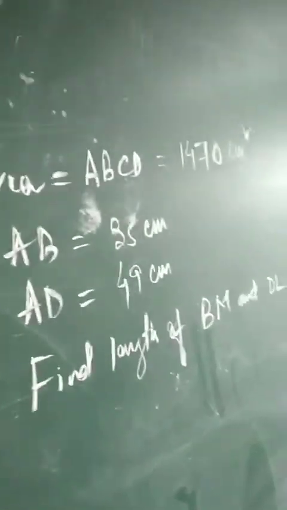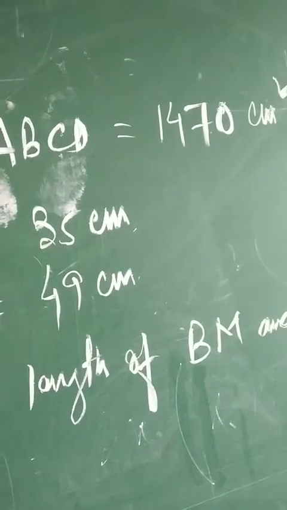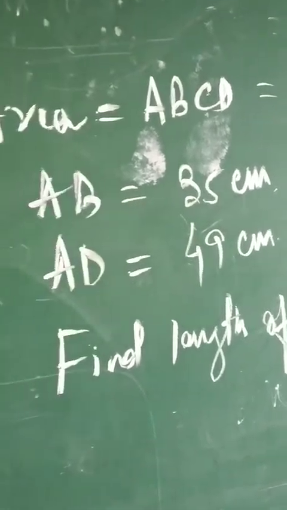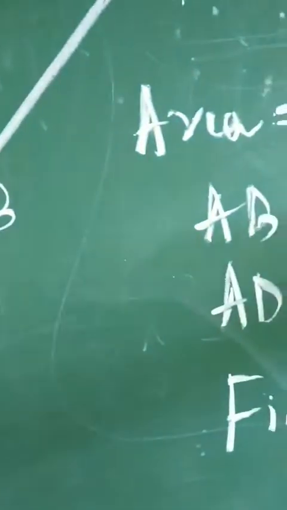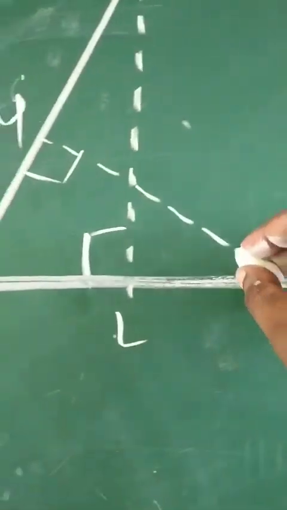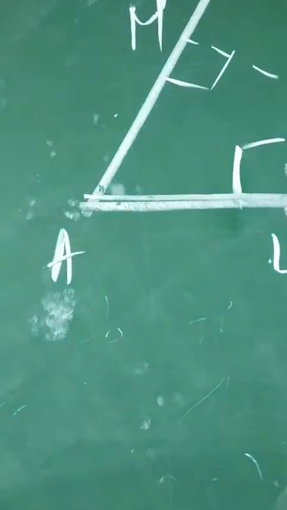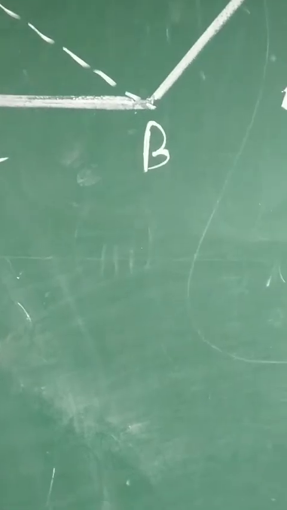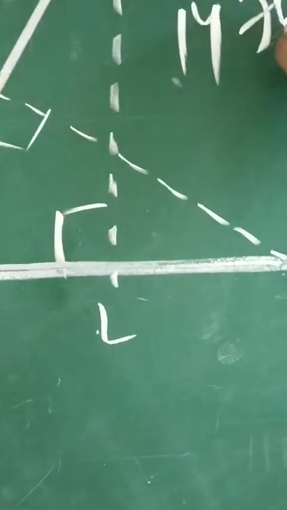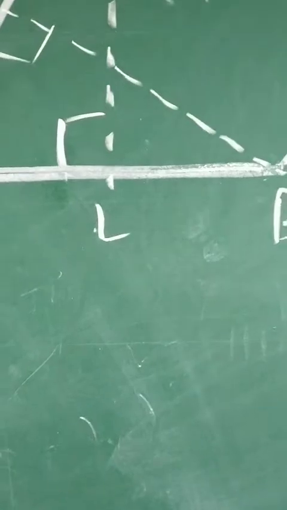In question number 6, the information given is that the area of ABCD is 1470 centimeters square, AB is 35 and AD is 49. Find the length of BM and DL. Children, very simple to solve. 1470 centimeter square is the area of this particular parallelogram. The measure of AB is 35.